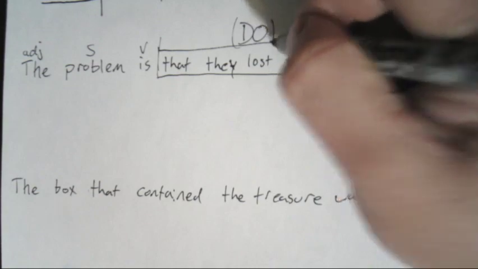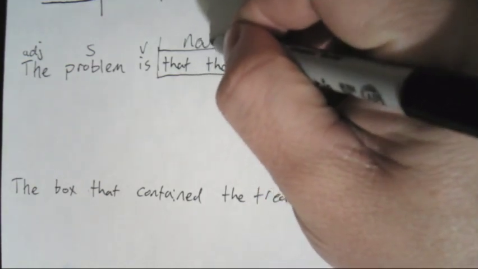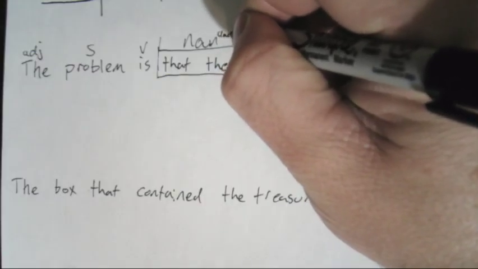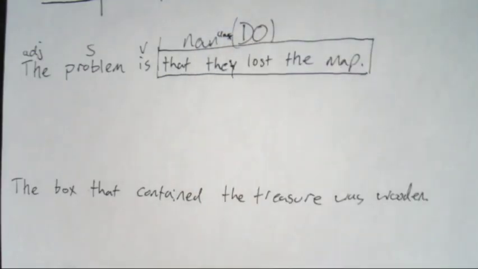Oh, I did that the other way on the top one. That's a noun clause. And it's a direct object, right? Okay.